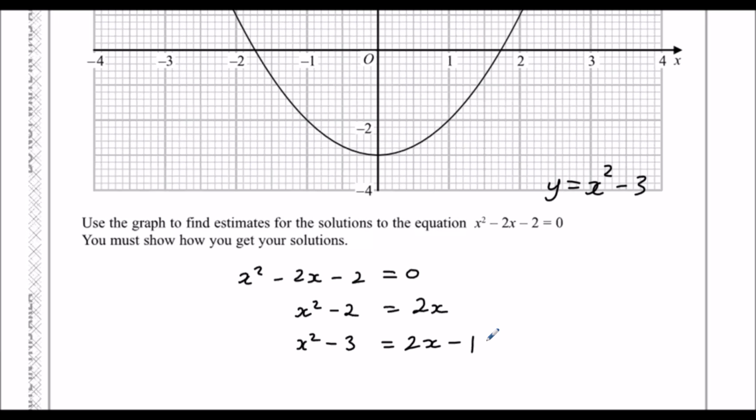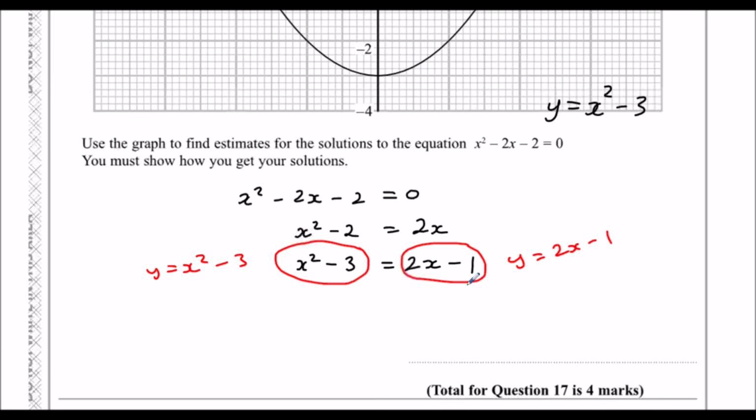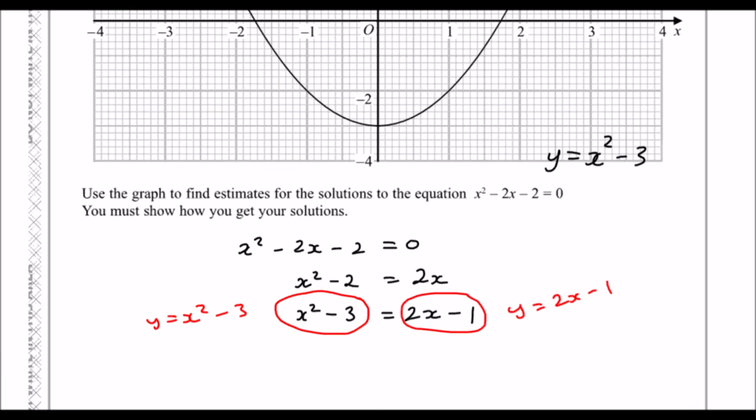So what we can do is use the fact that the solutions to simultaneous equations are where two graphs intersect. So if we have the graph of y equals x squared minus 3, which is what we've already got, and the graph of y equals 2x minus 1, the intersection of those two graphs will be where x squared minus 3 is equal to 2x minus 1. So we've got one of the graphs drawn already. We need to draw the other one. So we're drawing y equals 2x minus 1.